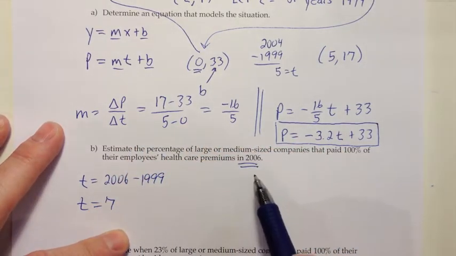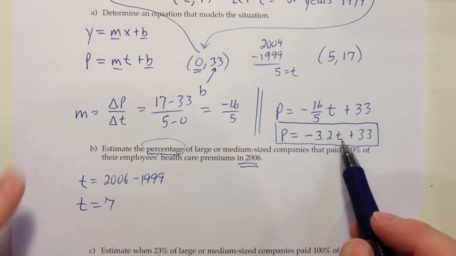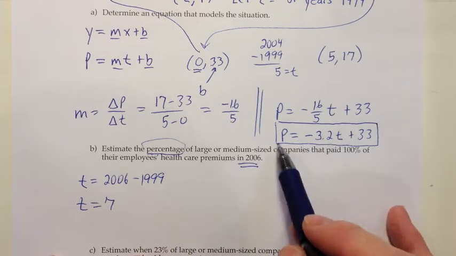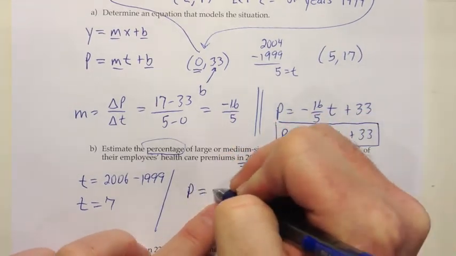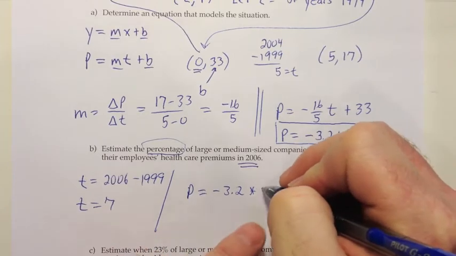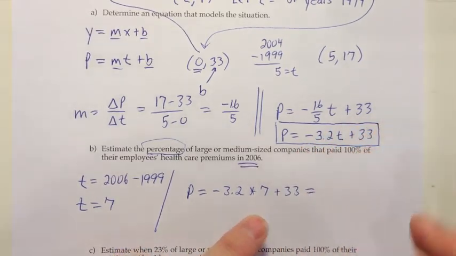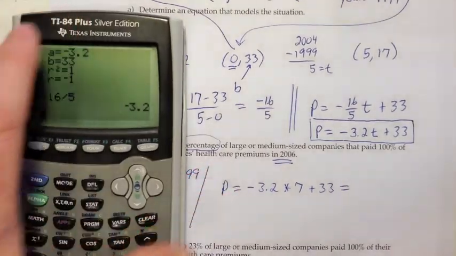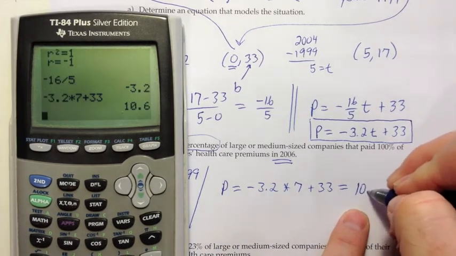And they're asking us what is the percentage of companies. So we're going to plug the t they gave right here into the equation, and that should provide the value of p. So p would be negative 3.2 times the input value of 7 plus 33. And then let's go ahead and enter that into the calculator and see what we get. Negative 3.2 times 7 plus 33, and we get 10.6.